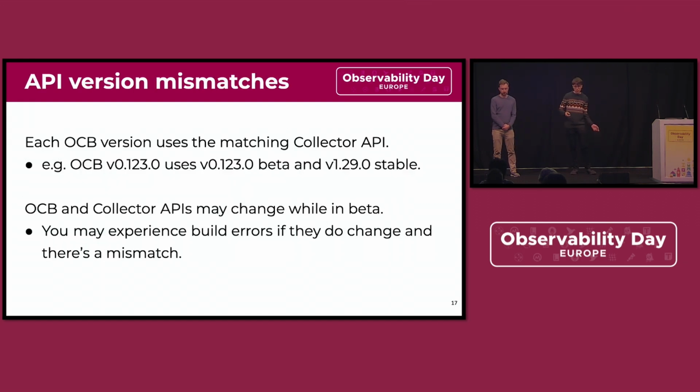Right. An important caveat here is that each version of the builder uses the matching collector API. So the collector has a set of libraries with which the components are built. For example, the latest version that was released just yesterday uses 1.2.3 beta and 1.29 stable. And so since some of the modules are still in beta, you may experience build errors if they change and there's a mismatch. We are working on stabilizing the collector APIs, so this should be less of a problem in the future, but for now you need to take this into account.